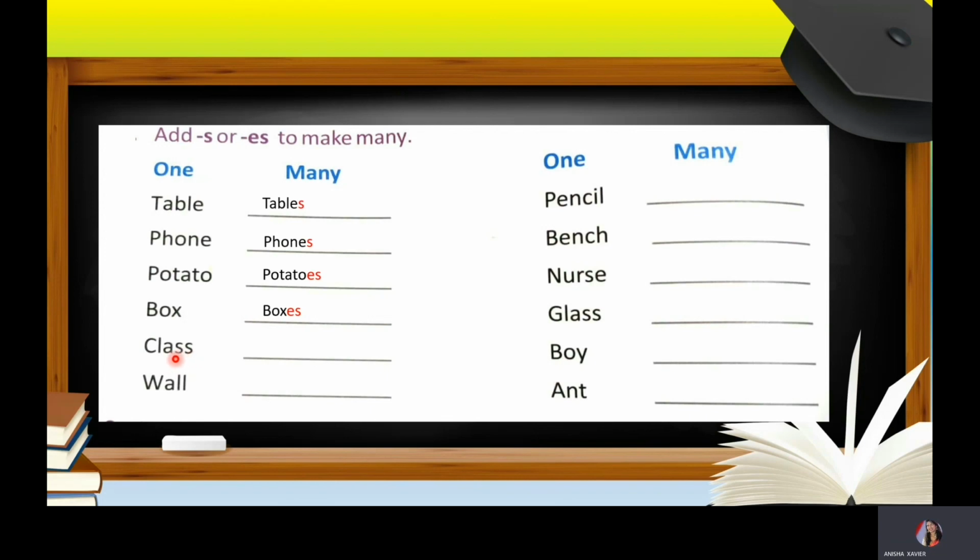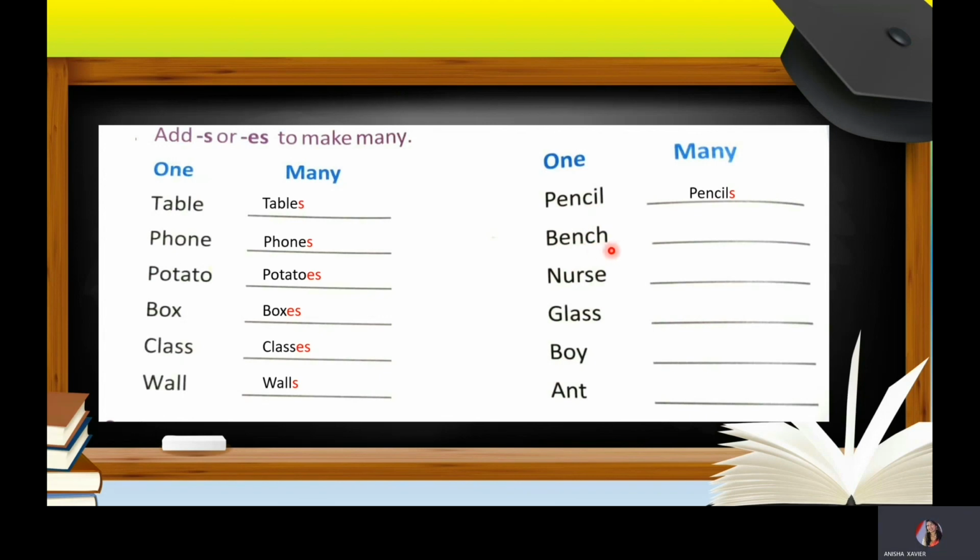Class, you remember, no? It ends with double s. Classes. We add es in the end. The next one, wall, walls. Very good, girls. You all are very smart. The next one is pencil. Now what would be the plural form of this? Pencils. Very good, girls.